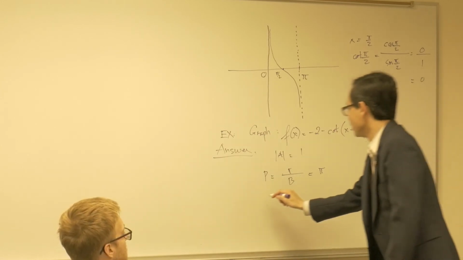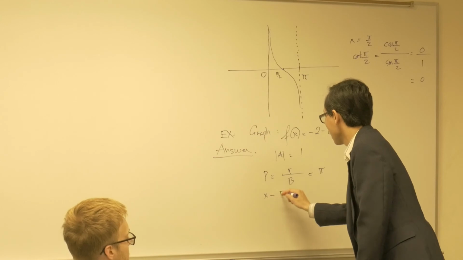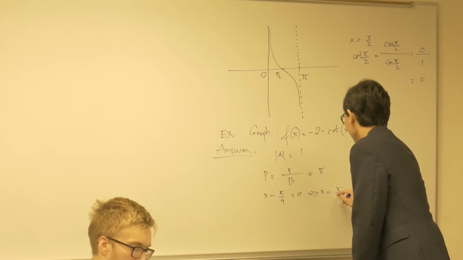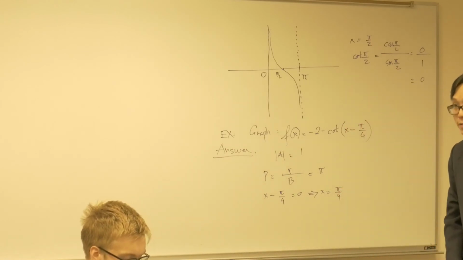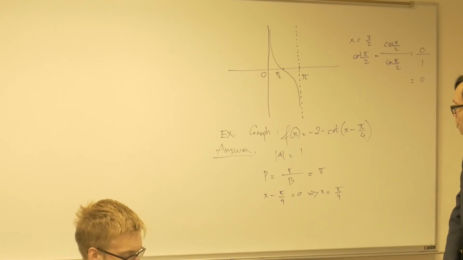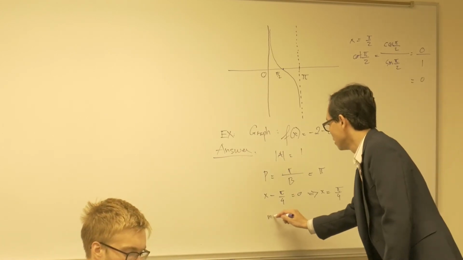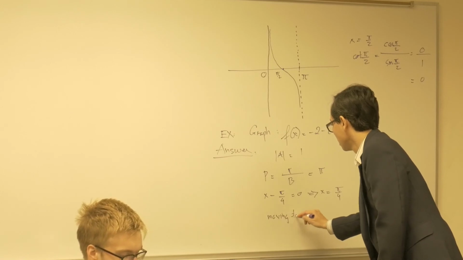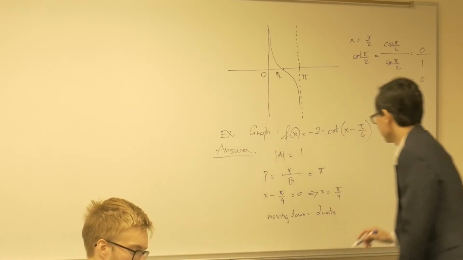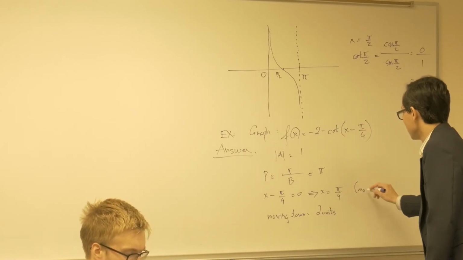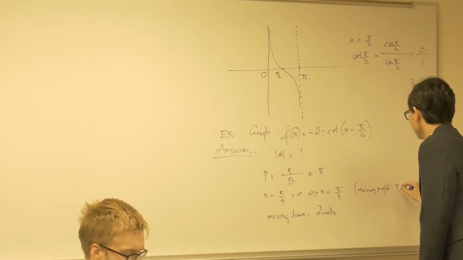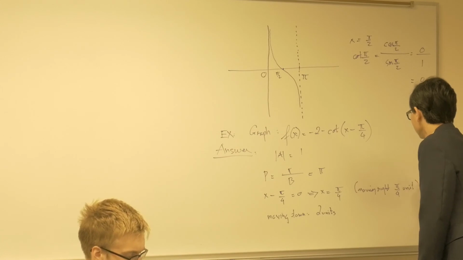Okay, we calculate the phase shift. So with x minus pi over 4 equal to 0, x equals pi over 4. And you might think that it's moving left because it's positive, but no, it moves right. Okay, and we know that we have to move down 2 units. So this is move right pi over 4 units.